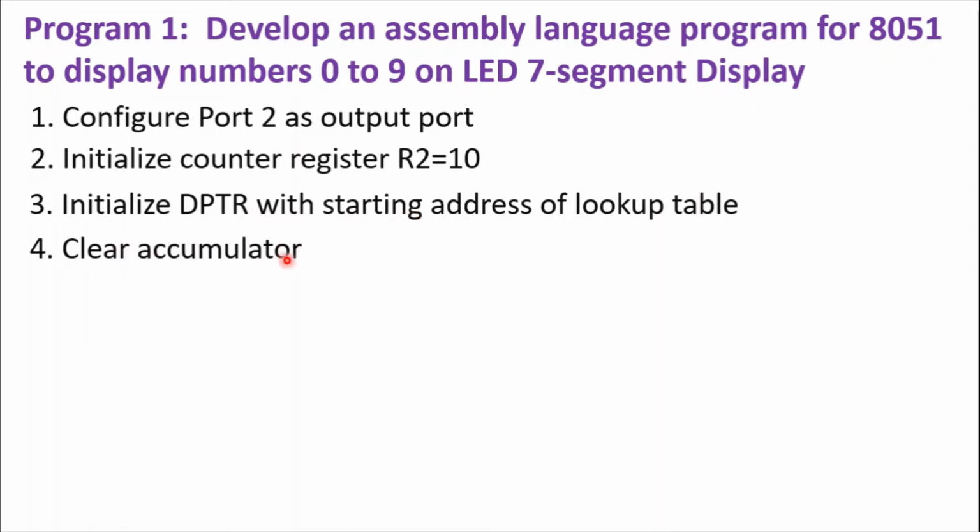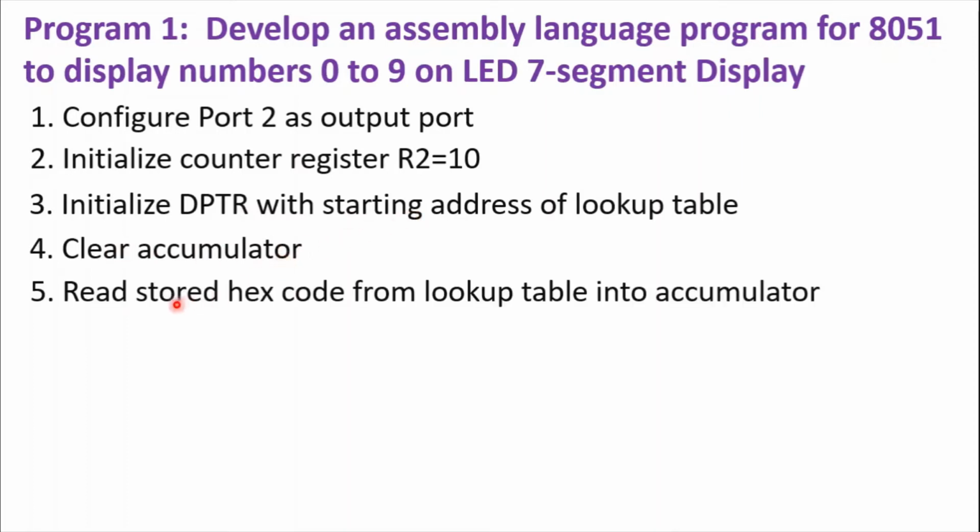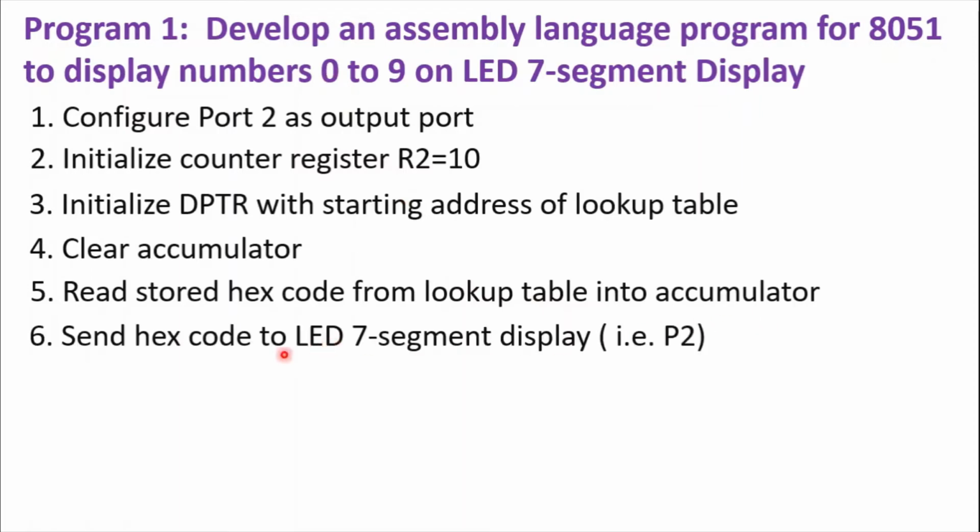Clear the accumulator. Then read the stored hex code. The hex code is stored in the lookup table. So read the first code from that table and bring it into the accumulator. That first code is obviously the code of digit 0. Once that code is brought into the accumulator, immediately send that hex code to the LED 7 segment display. Where is the LED 7 segment display connected? It is connected to port 2. So send the code of 0 to port 2 so that the LED 7 segment will display the 0 digit on it.